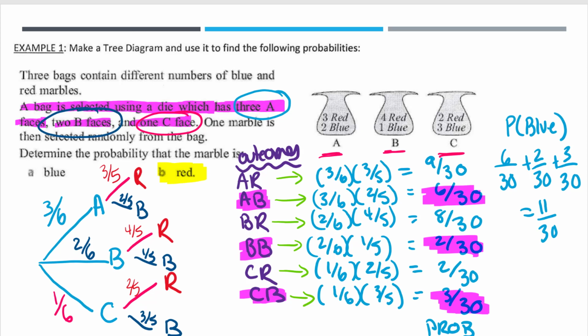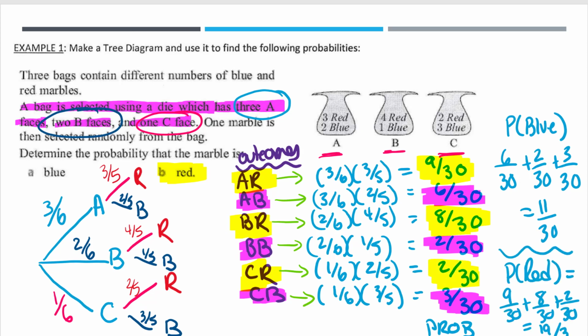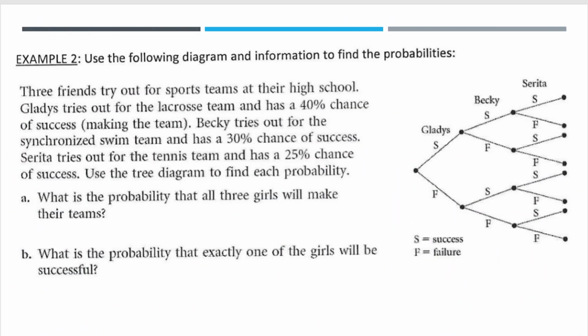For B, it's asking for the probability of red. So the probability of red is 9 over 30 plus 8 over 30 plus 2 over 30, which is 19 over 30.